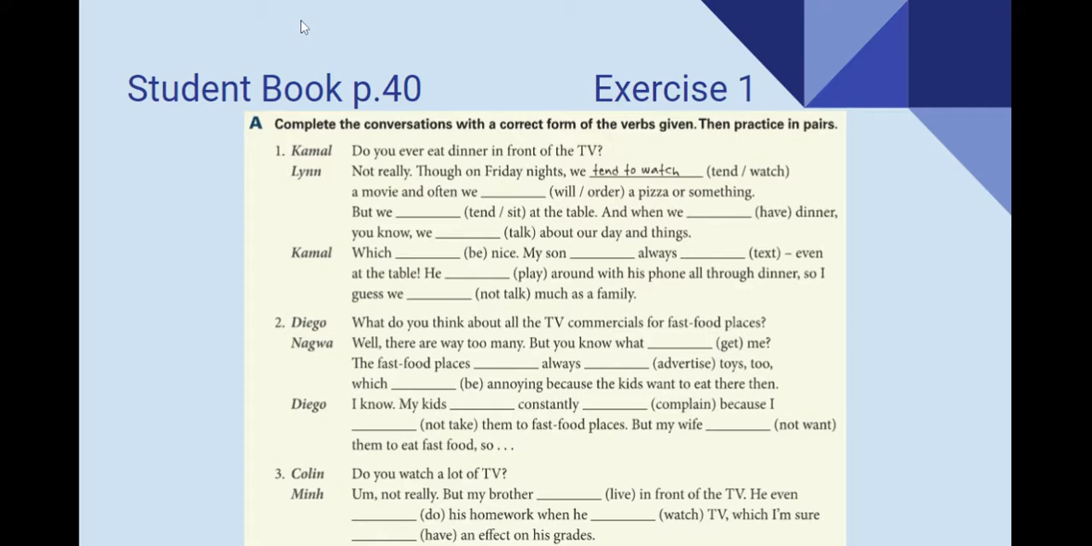Please go to your student book, page 40, exercise 1. Here, you need to complete the conversations with a correct form of the verbs given. So here, you are going to be using mostly habit structure, but also you're going to be using comments like you know what or similar. Now, pause the video while you work on this. Okay, great. We're going to check this during our class, so let's continue.